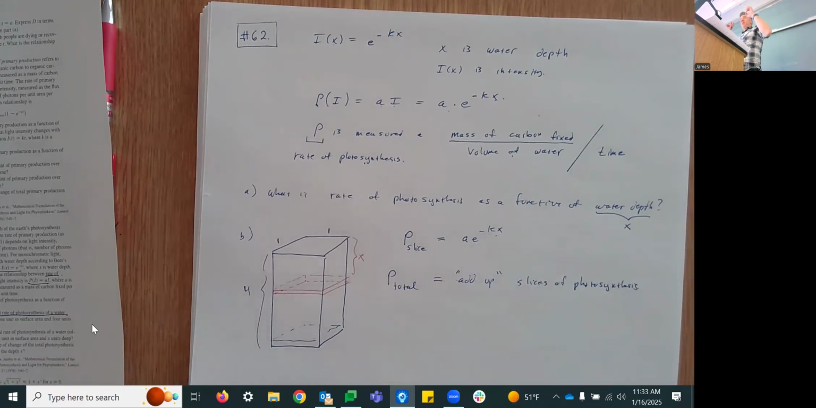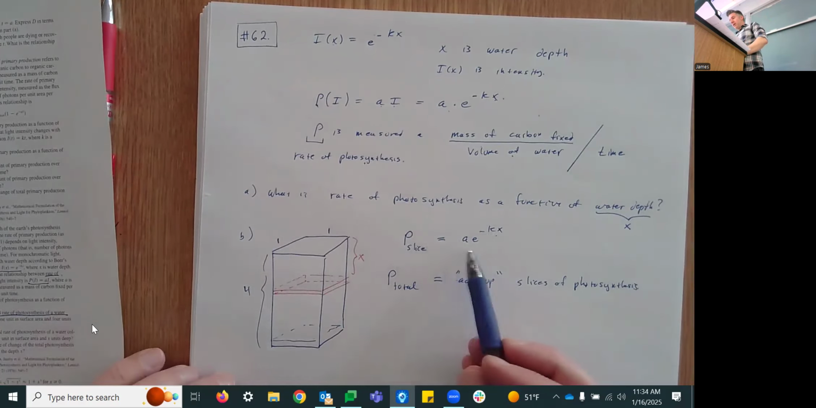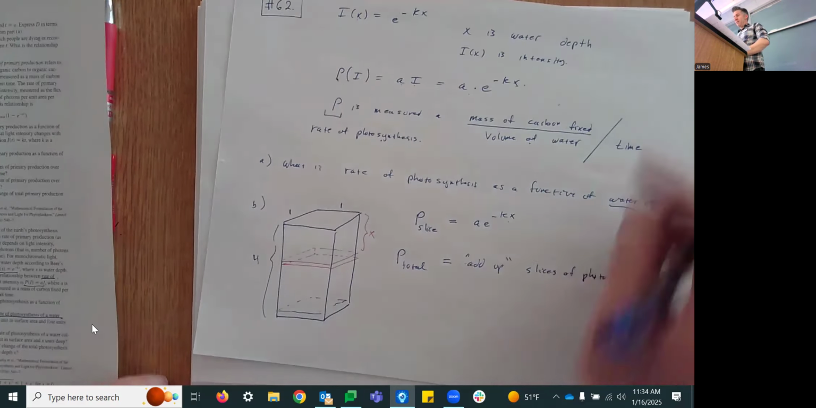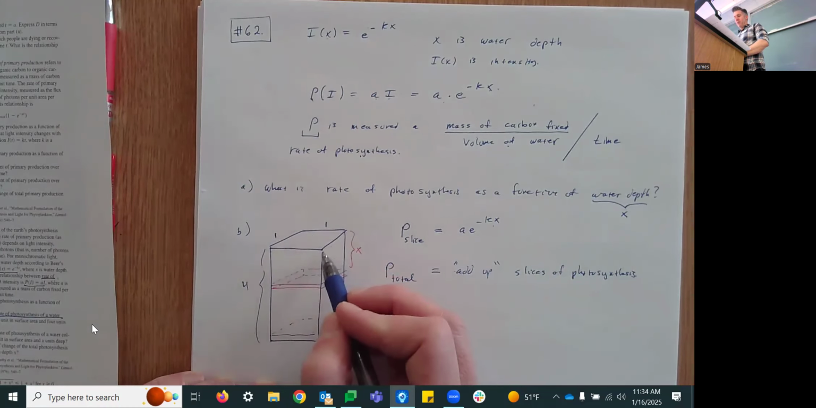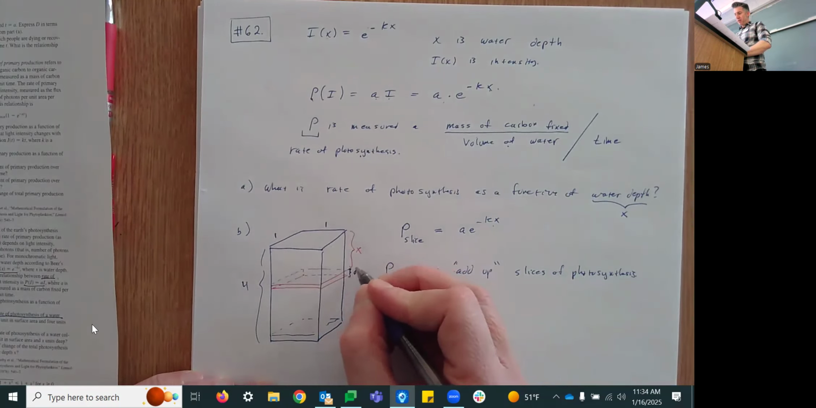But to add these all, I'm sorry, I've been missing one little thing here. My slice isn't just the amount of photosynthesis happening, it's the amount of photosynthesis multiplied by the volume of water, essentially. I'm maybe making up a little bit, but it's going to work out fine, so just trust me for a second. The volume of this water is 1 times 1 times how deep it is. And that little bit of depth there is a very, very small change in X. I'm going to call it dx.